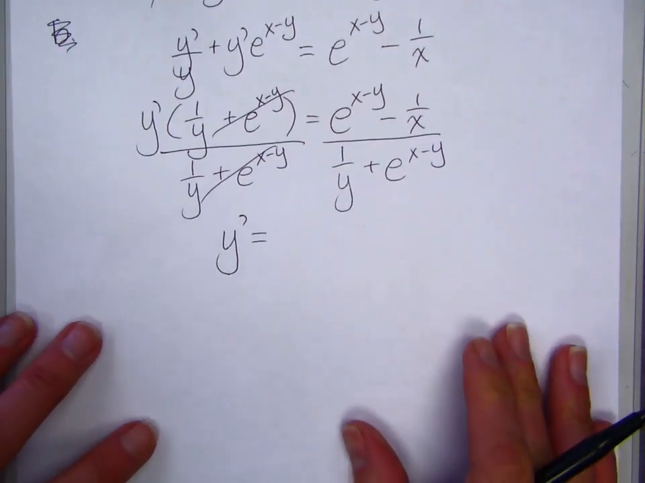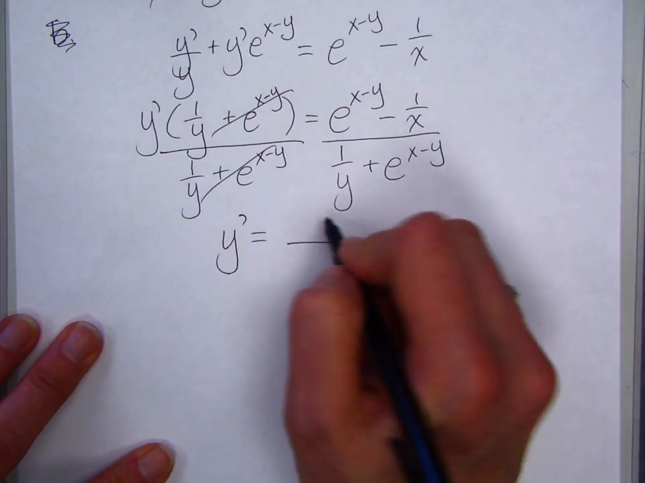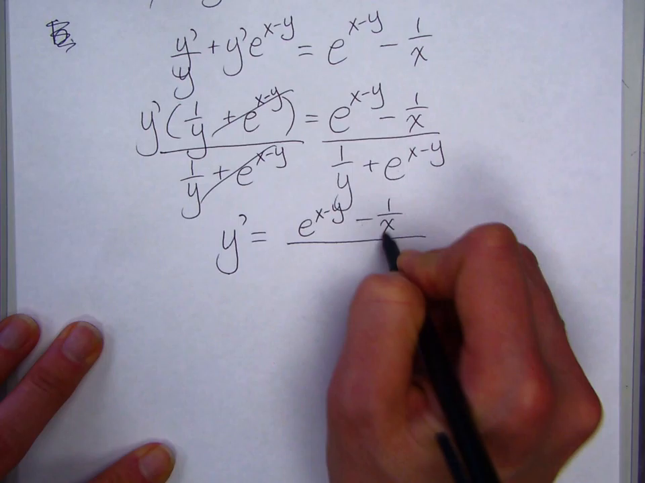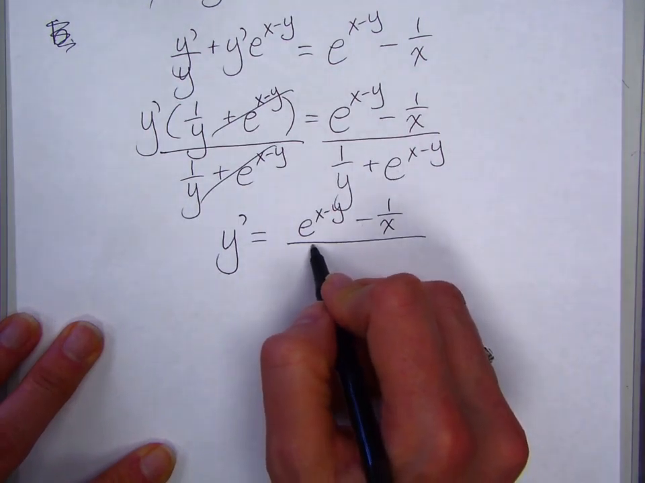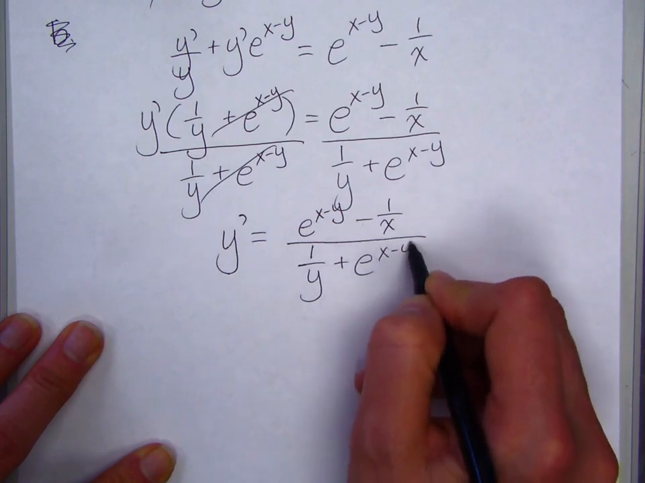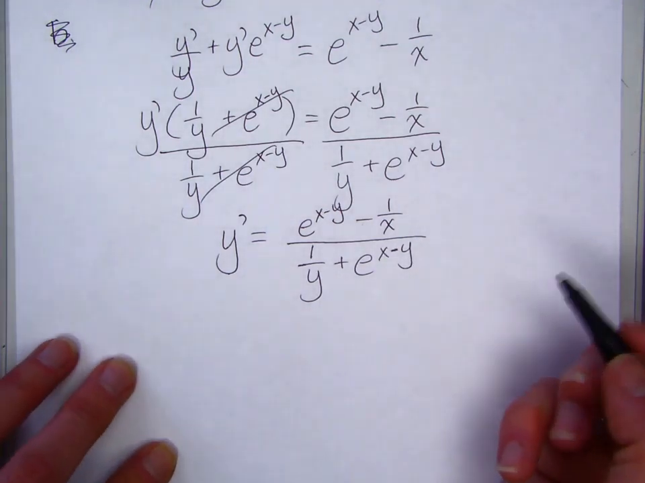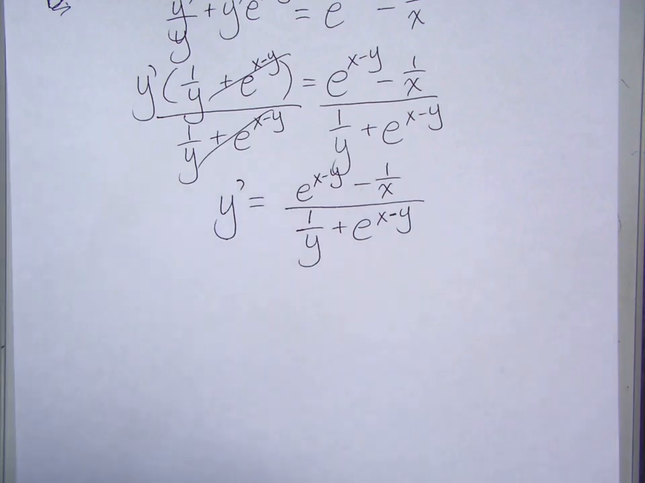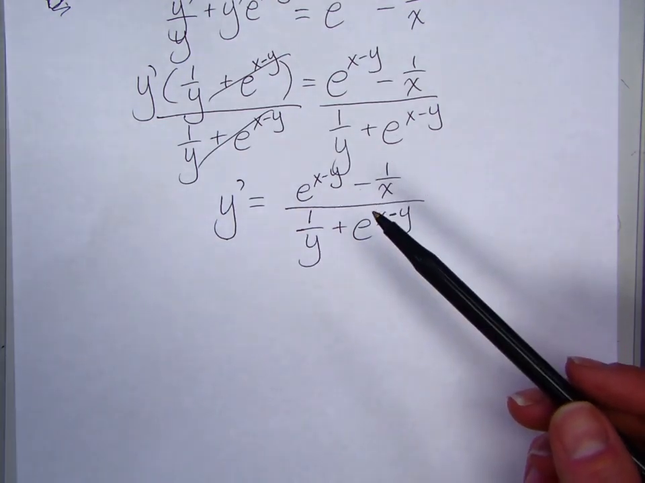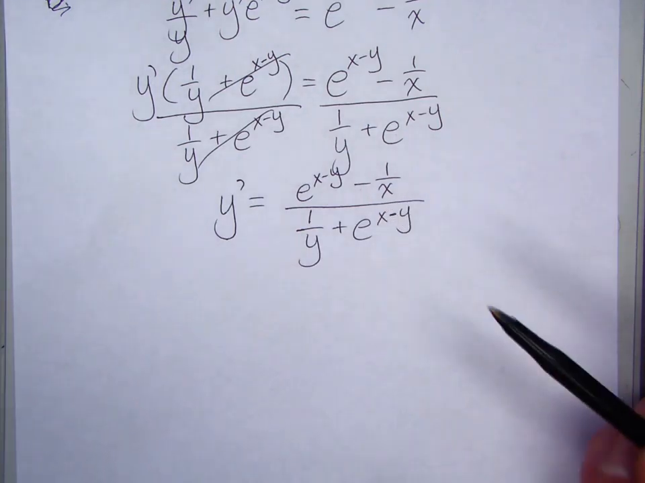So my final derivative would be e to the x minus y minus 1 over x, over 1 over y plus e to the x minus y. This one is not under the same directions as 4 through 7. So again, I'm not going to worry about beautifying this answer because we're just going to use it to find a tangent line in B.